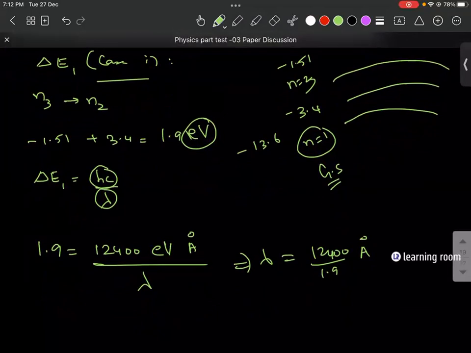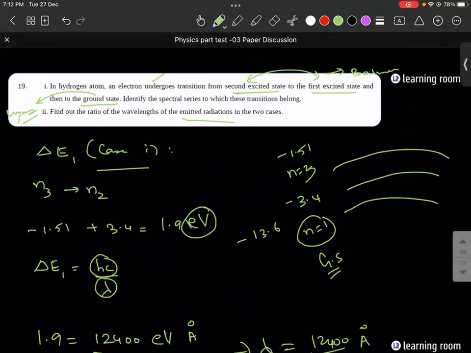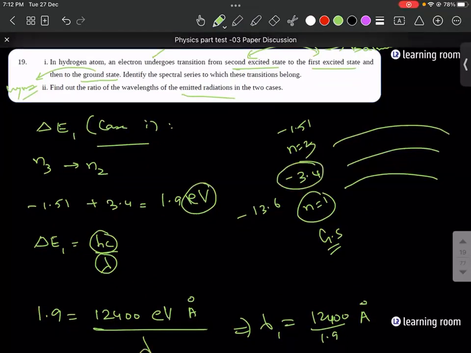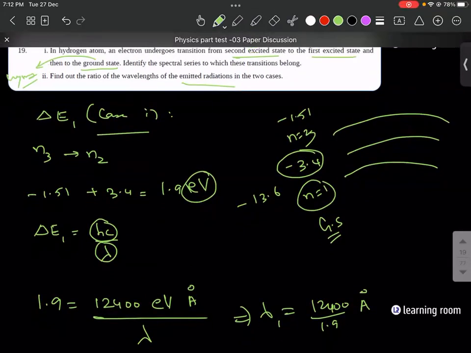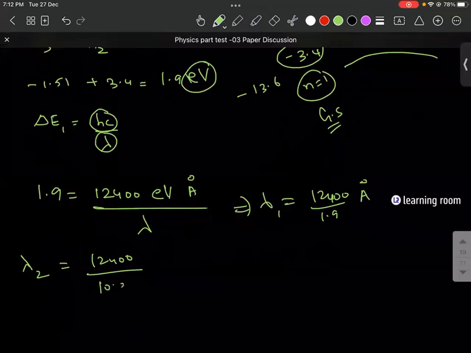In a similar way, this is lambda 1. What about lambda 2? I'll get 12,400 divided by the energy difference between the second and the first. How much is that going to be? 13.6 minus 3.4, 10.2.